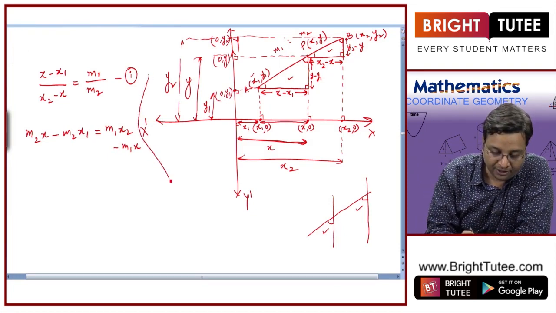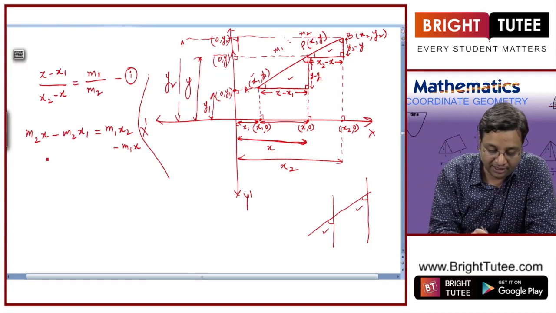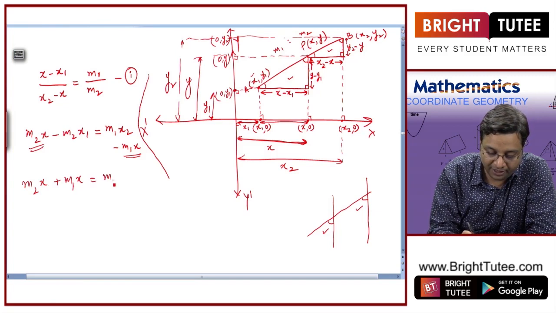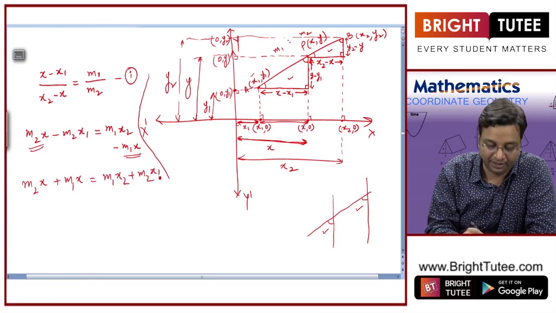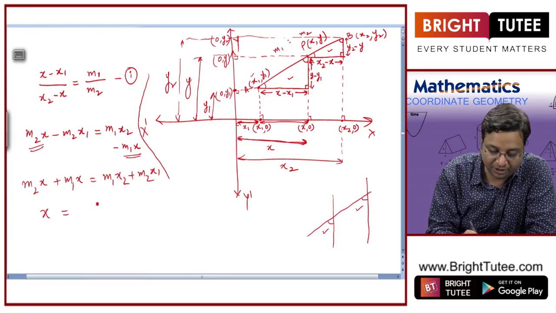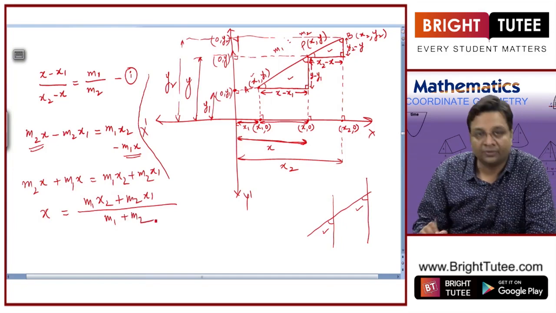Okay, so I've just cross multiplied. Now I'll collect the terms in x on one side. So m2x plus m1x is equal to m1x2 plus m2x1, right? If I take x common and take m1 plus m2 to the other side, it will give me x equals m1x2 plus m2x1 divided by m1 plus m2, right?